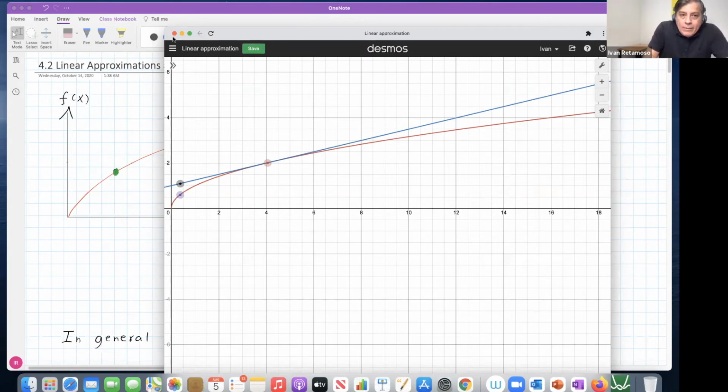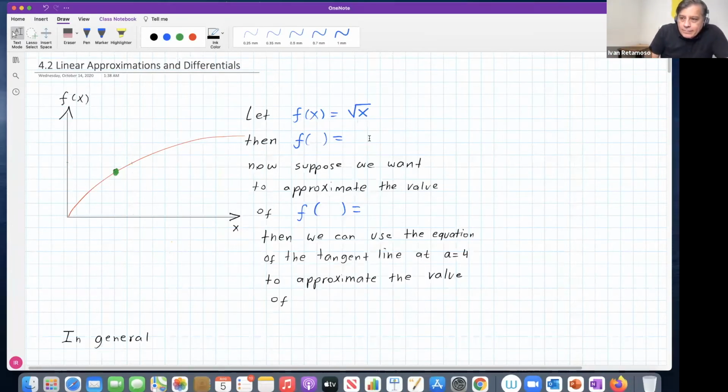All right, we may go back to this animation, but let's do this with numbers now. Suppose you take as your base point the number 4. We're gonna use this as our base point, 4. This is called the base point.